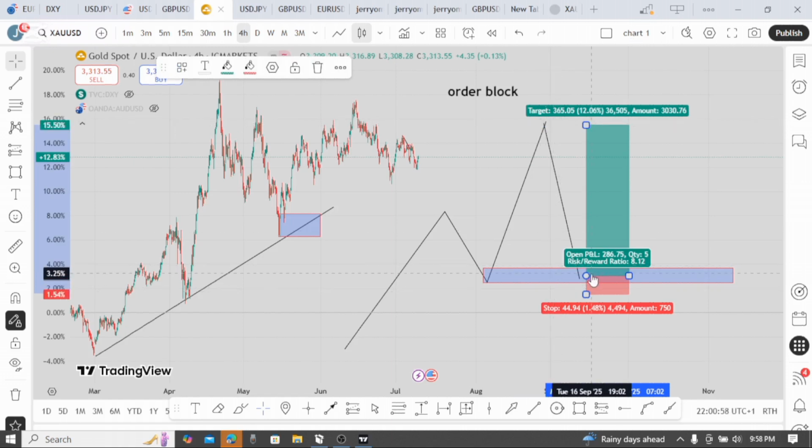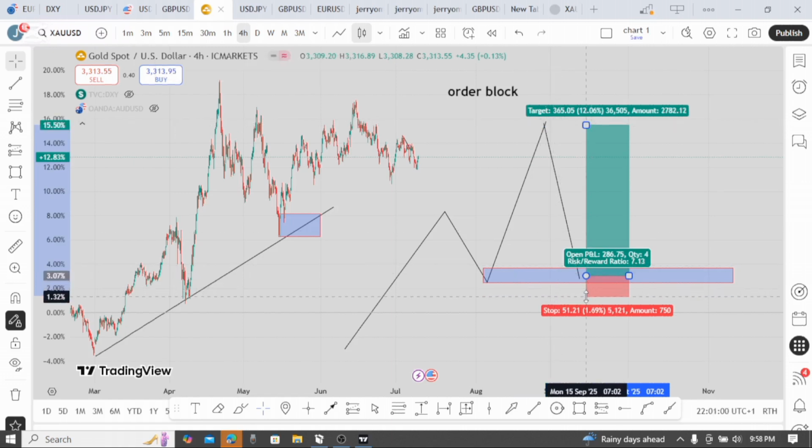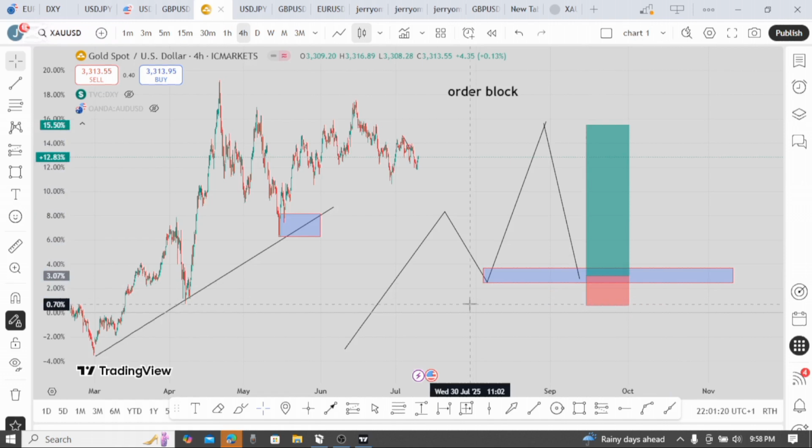Then your stop loss is at least a little bit under the order block, so that in case there is any manipulation, you'll not be a victim of it. So you'll not make your stop loss tight like this. Sometimes you can be a victim of manipulation, so it will be a little bit under the order block. So now this is how you take your trade using an order block.